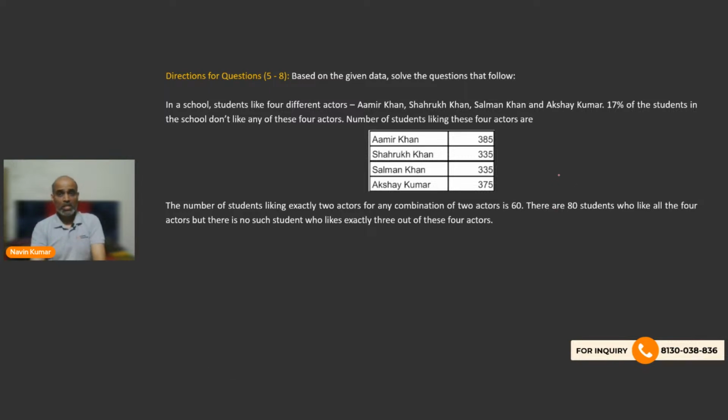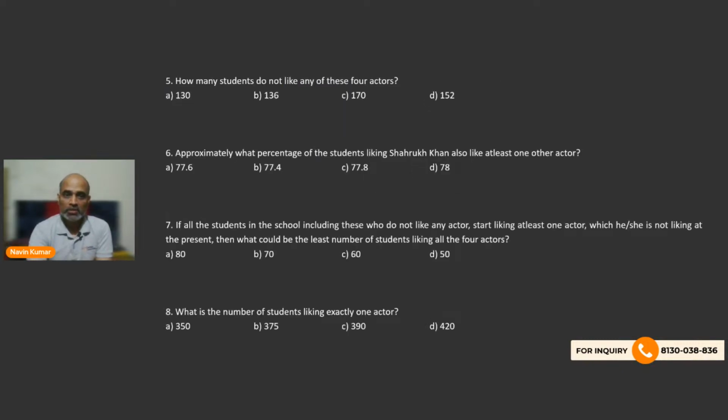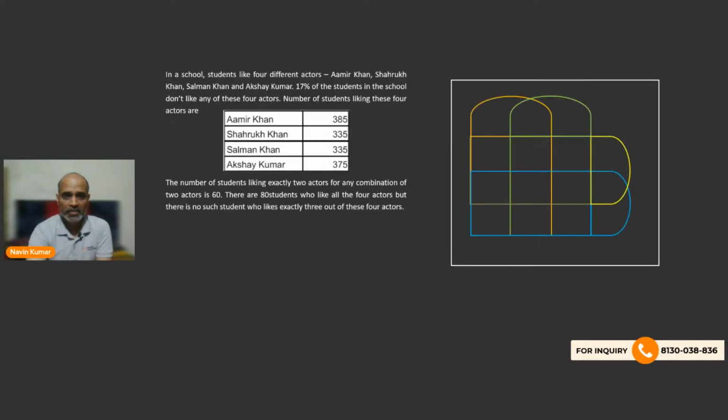Okay, so you can see that there are four people here: Amir, Salman, Shah Rukh, and Akshay. So basically, it's a four-set Venn diagram. If you look at the questions, every question has a definite option, and those are based on numbers or percentage. So we need to figure out how many students like only Akshay or only Amir or only Salman or a combo of two, right?